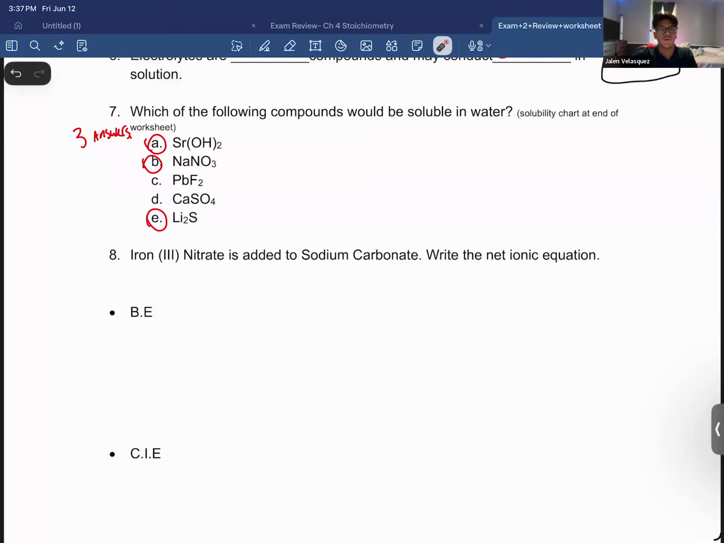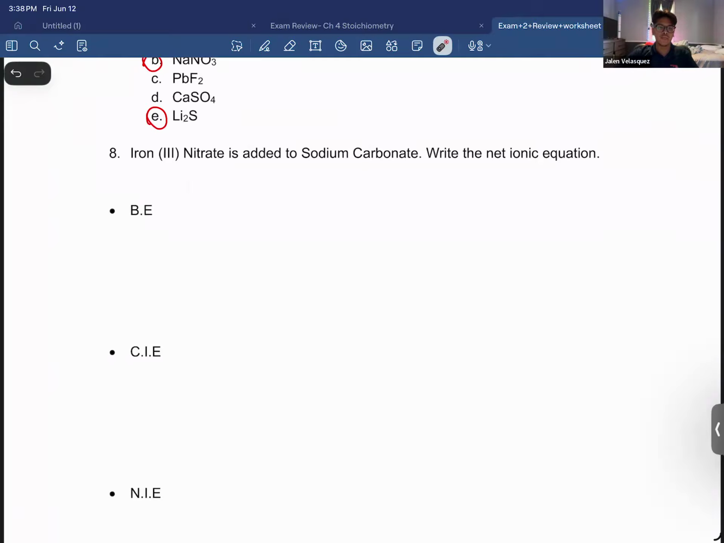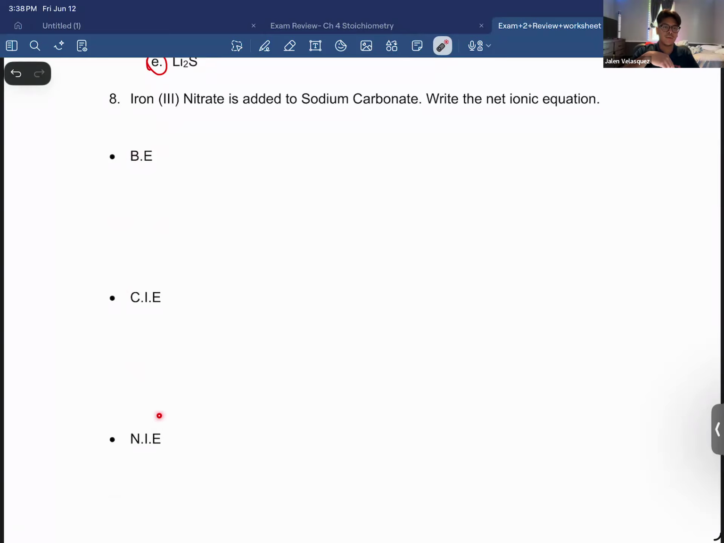All right. Let's look at number eight now, where we're going to get into writing net ionic equations. In writing a net ionic equation, what you're doing is representing the formation of a solid precipitate that happens in a precipitation reaction. The three steps are: BE, where we write the balanced equation; CIE, where we write the complete ionic equation; and NIE, the last step, where we write the net ionic equation.